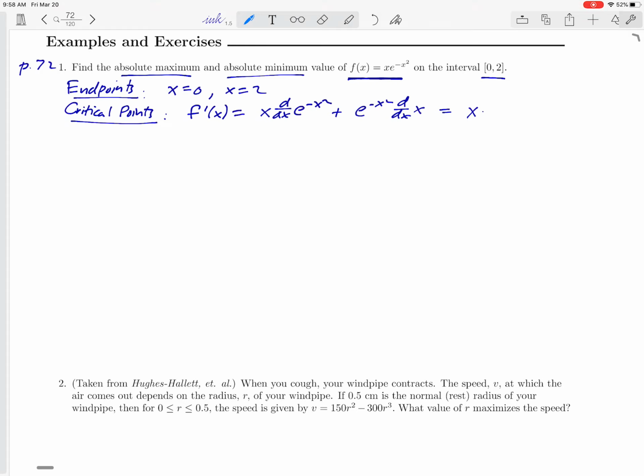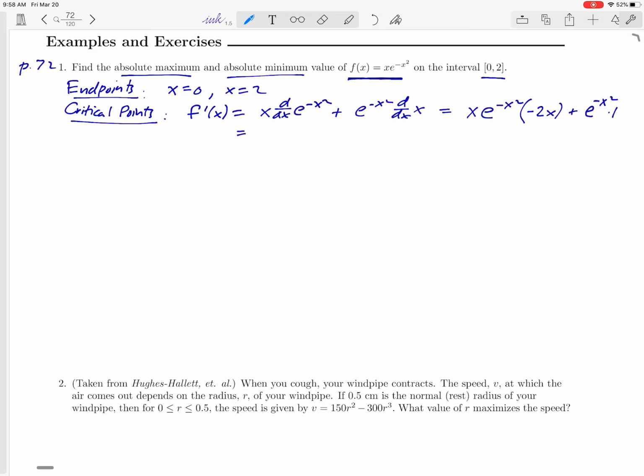That means that we're going to get x times, now we need the derivative of e to the negative x squared, which by the chain rule, we're going to get e to the negative x squared all over again, times the derivative of the u, which is negative x squared. That's going to turn into a negative 2x. And then at the end, we're just going to get e to the negative x squared times the derivative of x. And the derivative of x is 1, which we could even not write if we wanted to.